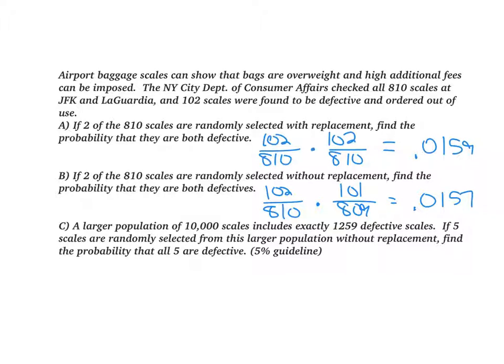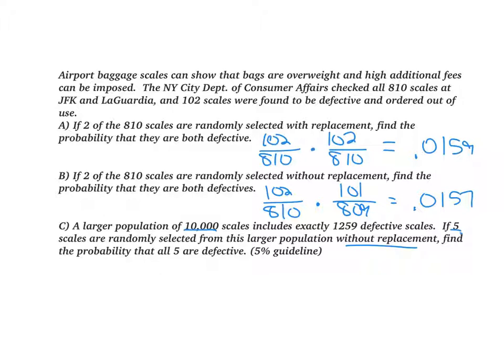And the last part here, part C. A larger population, hint, hint, of 10,000 scales includes exactly 1,259 defective scales. If 5 scales are randomly selected, now 5 is a whole lot less than 5% of 10,000, so we're going to act like this is independent. It says without replacement. So even though it says without replacement, we're going to act like it said replacement because the sample is so small compared to the population.